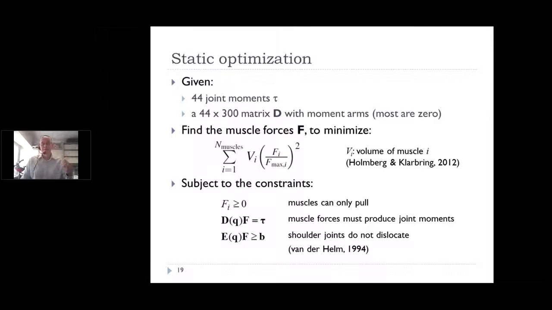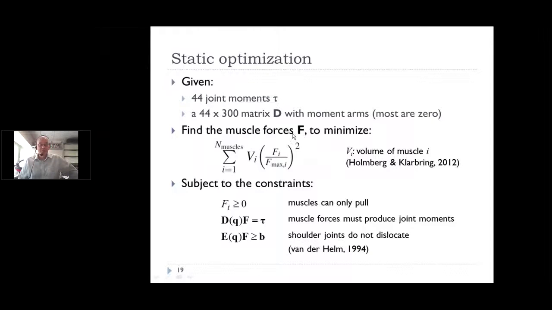With these muscle models, we do static optimization. We have our joint moments, and it's actually 38 because the first 6 are not joint moments. And then we have a matrix that contains all the moment arms, and most of those are actually 0 because each muscle typically only goes across 1 or 2 joints. But for instance, the hamstrings would cross the hip and the knee, and the hip has 3 degrees of freedom, the knee has 1, so there will be 4 moment arms for the hamstrings, right?